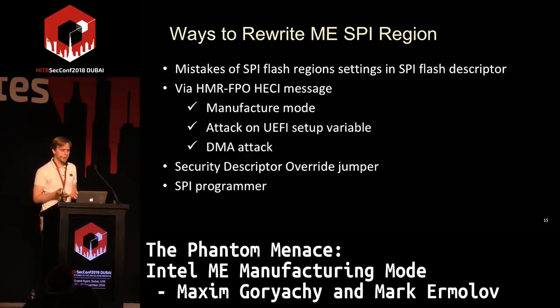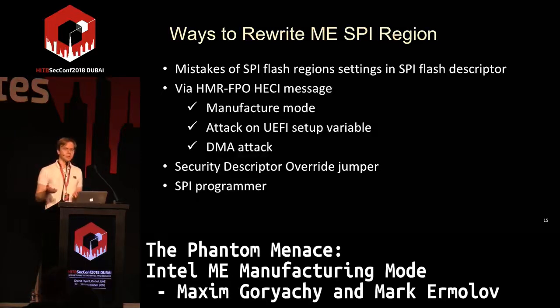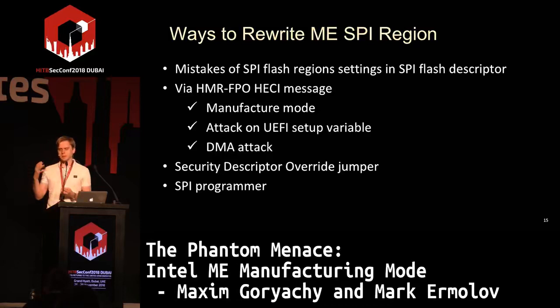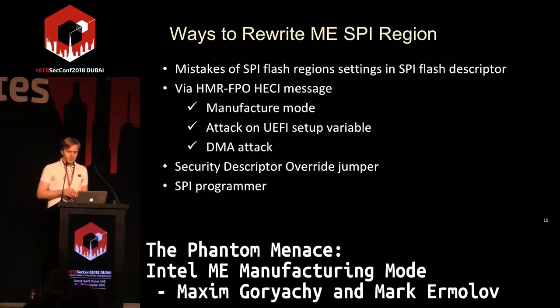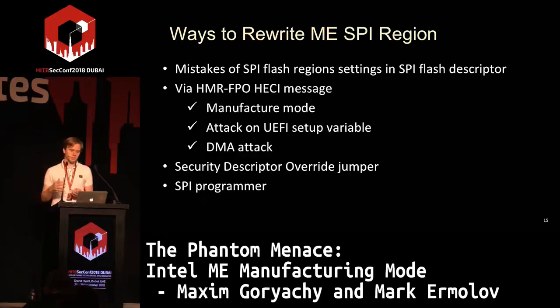Also, having physical access to the SPI flash or platform jumpers, an attacker makes the whole system vulnerable, because he can downgrade the ME version without any problem. So we met many systems working in the so-called Intel ME manufacturing mode. This mode also can help an attacker. So let's explain how an attacker does it.